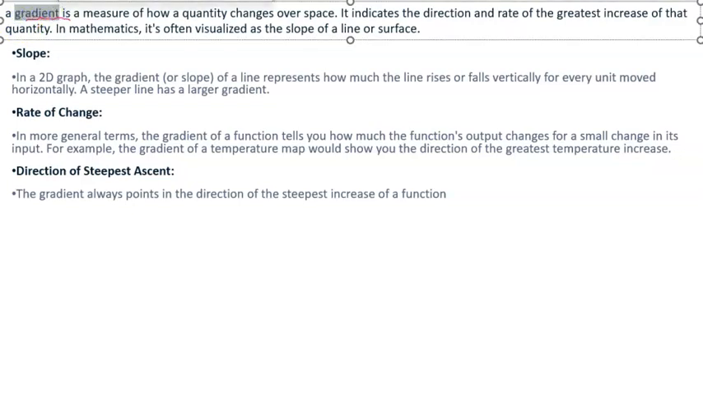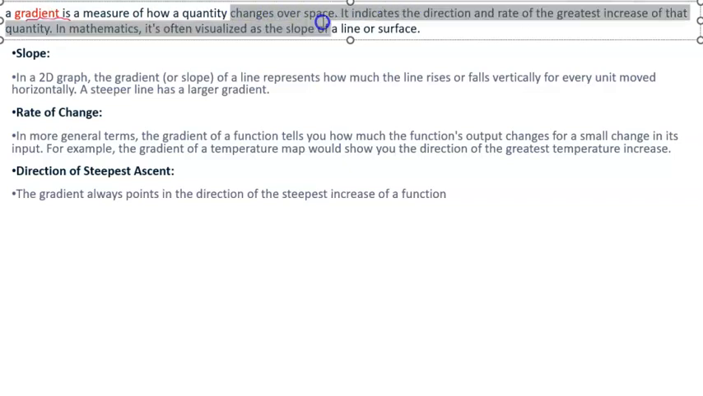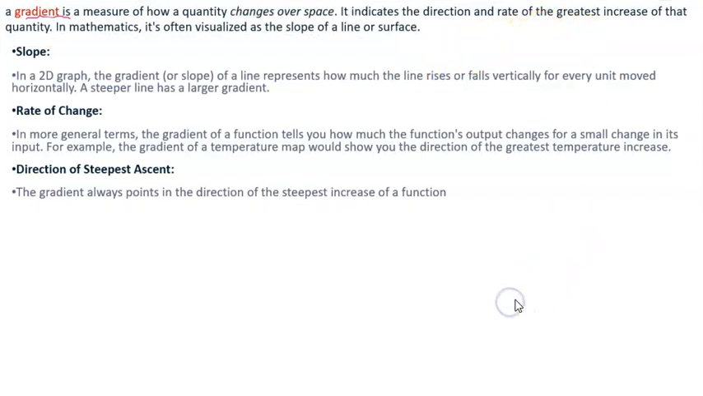Gradient is a measure of how a quantity changes over space. It indicates the direction and rate of greatest increase. Direction and rate of increase, that is the rate of change. It may increase, it may decrease; here it is an increase. And in mathematics, we often visualize the slope of a line or surface.